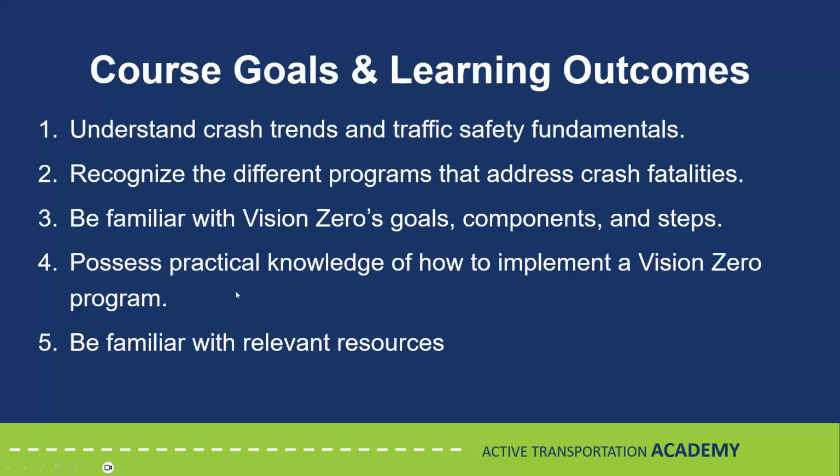That includes being able to identify main Vision Zero components and being able to identify Vision Zero implementation steps. You will also possess practical knowledge of how to implement a Vision Zero program, understanding the implementation steps, policies, and action plan elements, and possess the tools and knowledge to formulate and map out how the implementation steps can be achieved in your specific local community. And number 5, be familiar with the relevant resources, which includes recalling the different funding sources that can be used for Vision Zero and traffic safety projects, explaining how to obtain such funding, and describing the resources available to help with implementation of the Vision Zero program.